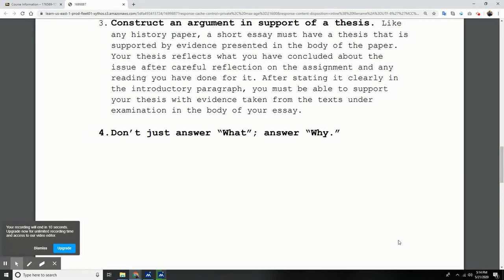So that's pretty clear cut. There's nothing new that you haven't done before. But just make sure you're prepared for it.